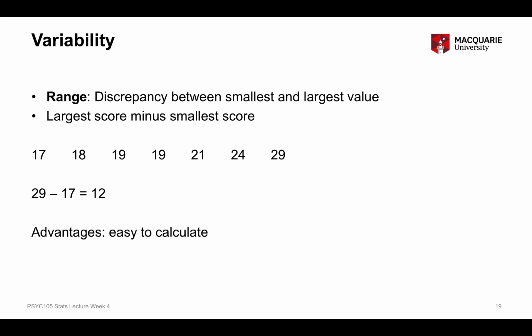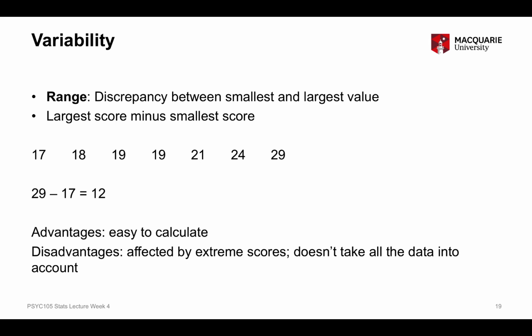An advantage of the range is that it's very easy to calculate. It gives you a good idea of the minimum and the maximum scores. So if you were looking at a sample of people who participate in a research project, looking at the minimum age and the maximum age gives you quite a good idea of the ages of the people in the data set. So it can be very easy and it can be very representative.